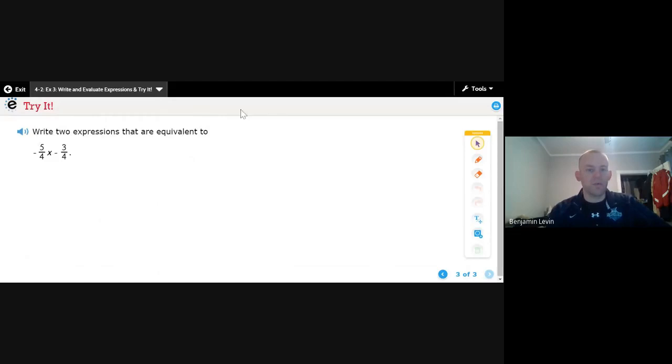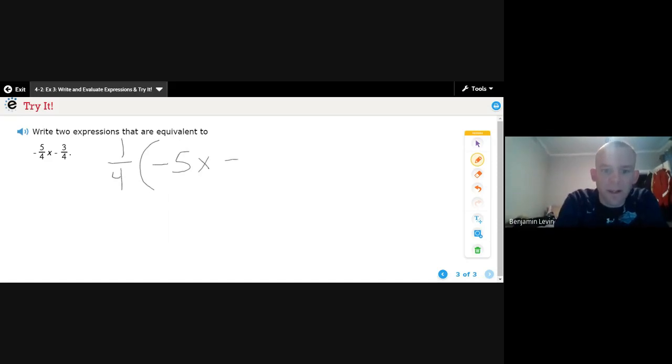Write two expressions that are equivalent to this expression: -5/4 x plus 3/4. Well, one we could do is we could take out the fourths from both of these by doing this. If I want to take out the divide by 4 and the divide by 4, I could do this: 1/4 times -5x minus 3. I could do that, right? Because look what happens.